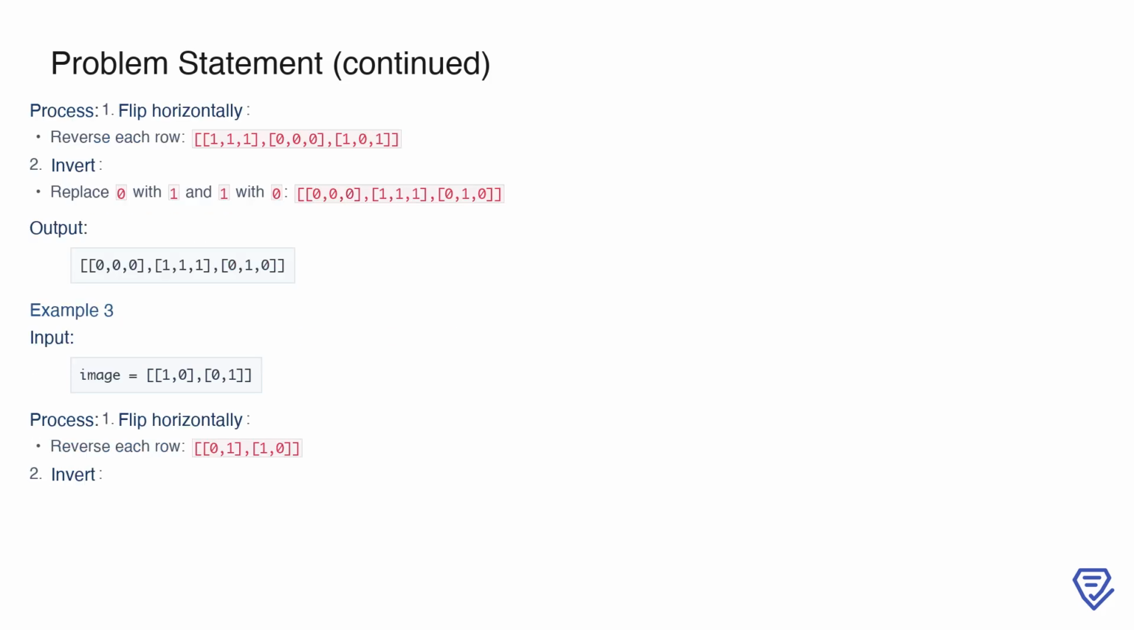Now consider another example where the input matrix is 1 1 1, 0 0 0, 1 0 1. Again, we start by flipping each row horizontally. In this case, reversing the rows doesn't change them since they are symmetrical. The matrix remains 1 1 1, 0 0 0, 1 0 1. Then, we invert the elements. After replacing 0 with 1 and 1 with 0, the final output is 0 0 0, 1 1 1, 0 1 0. This demonstrates how the process works for different types of input matrices.